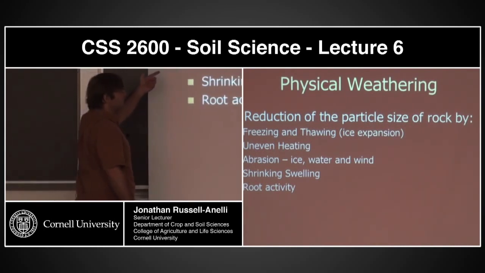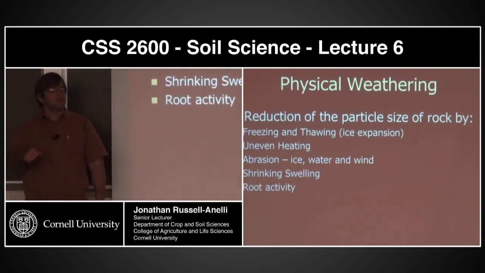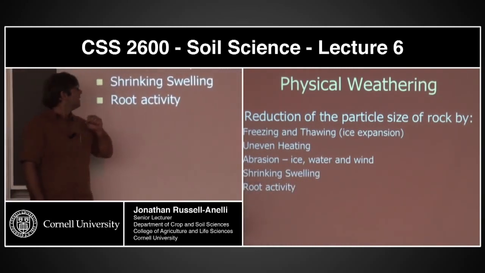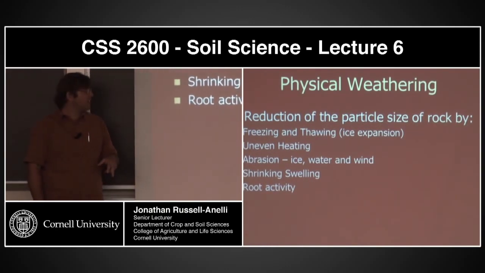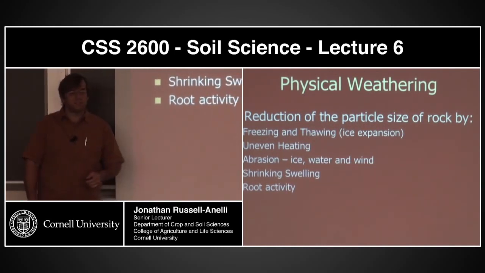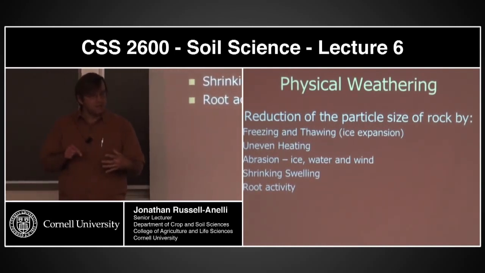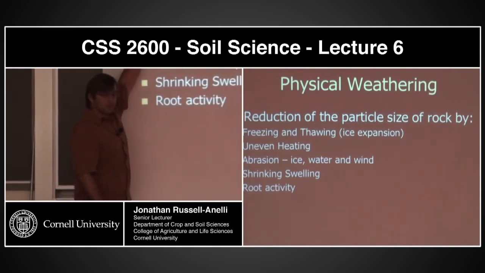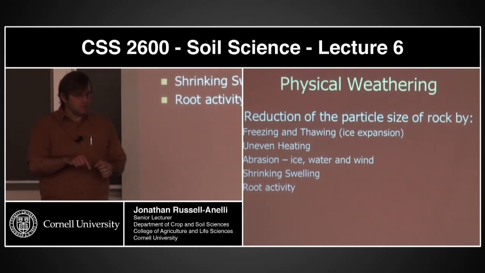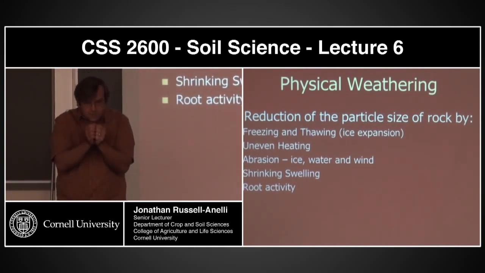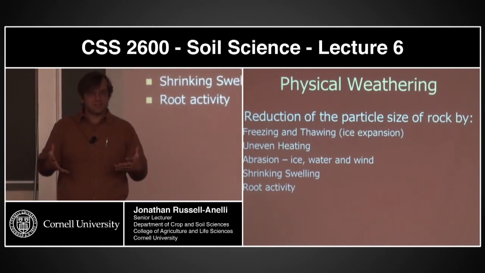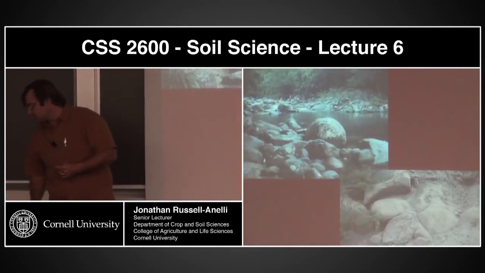Next one is abrasion. I'm literally taking a sandpaper to it. This can be ice, this could be water, or it could be wind. Next one is shrinking and swelling, as things get wet and dry, wet and dry, wet and dry. And then finally, biological stuff, roots themselves. If I have a crack, yes, it probably started from something else first, but I got a crack, a root gets down there, that plant is going to start growing, and that root's going to start expanding. And if it starts expanding, it's going to expand that crack, and the things are going to break. Does that make sense? Okay, so let's give you some examples.